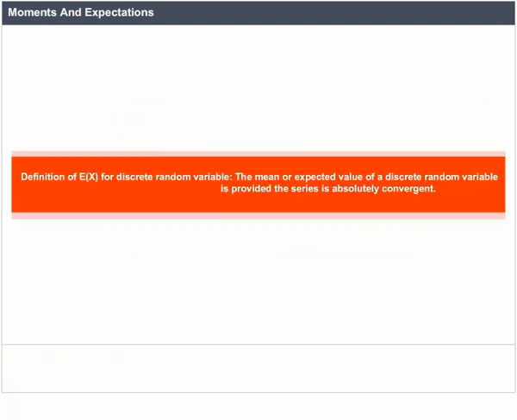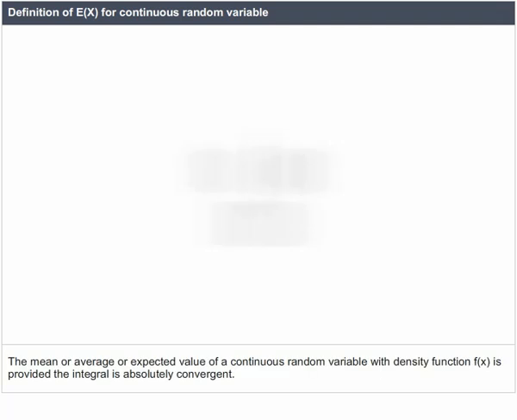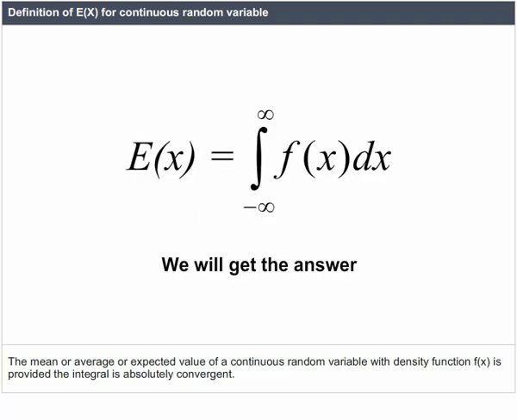For a discrete random variable, the mean or expected value is defined provided the series is absolutely convergent. Definition of expectation of x. For a continuous random variable with the density function f of x, the mean or average or expected value is defined provided the integral is absolutely convergent. E of x equal to integral from minus infinity to infinity of x f of x dx. We will get the answer.